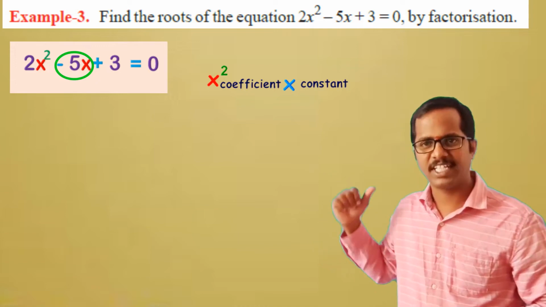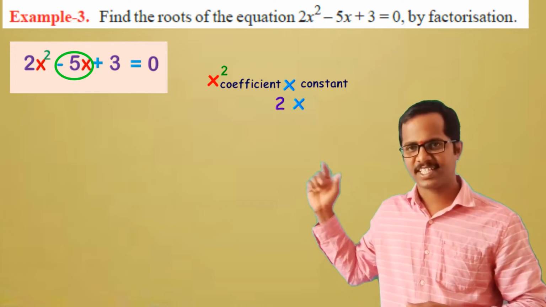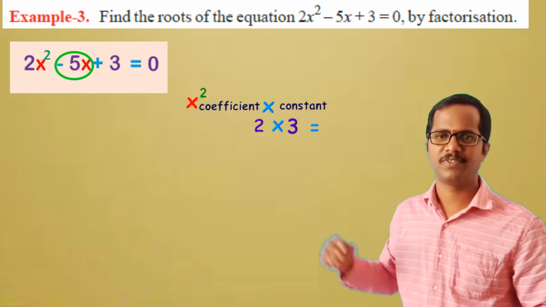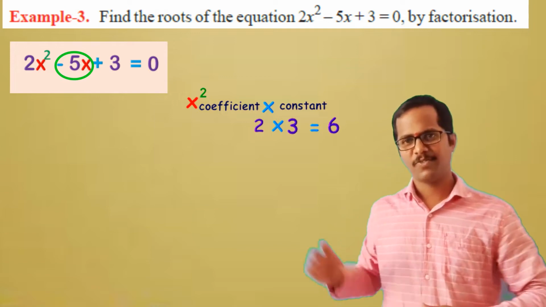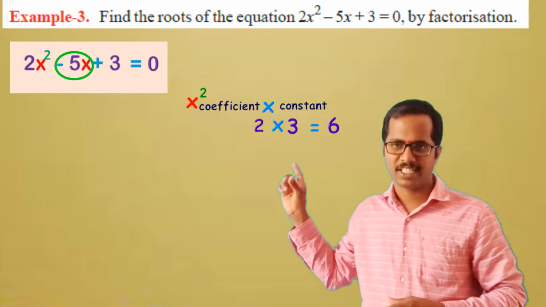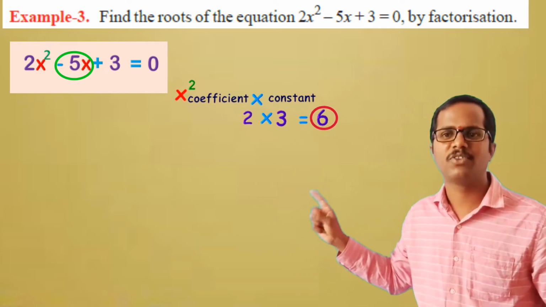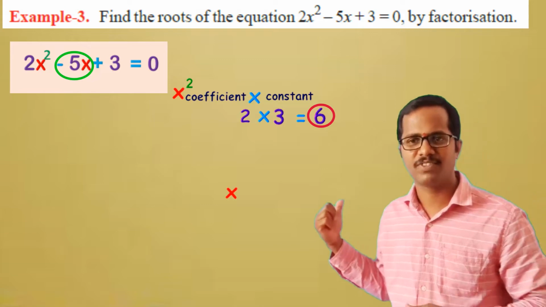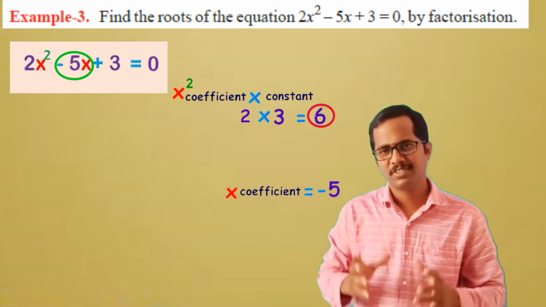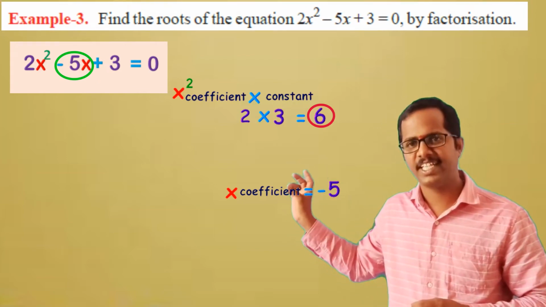So now let us first take the product of x square coefficient and constant. What is the x square coefficient here? It is 2. 2 into constant 3. So the product of 2 and 3 is 6. So we get the product as 6. Now we need to search a suitable pair of factors for 6 such that their sum is equal to the x coefficient. So here what is the x coefficient? It is minus 5.